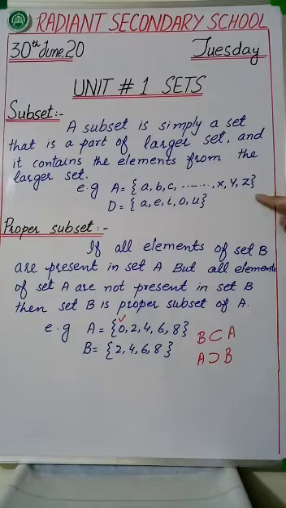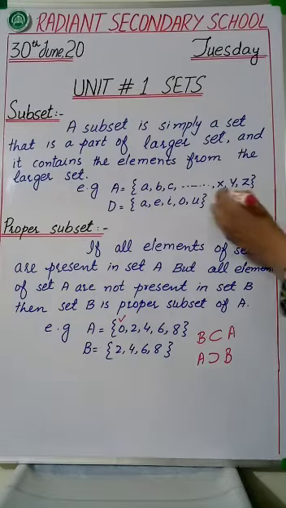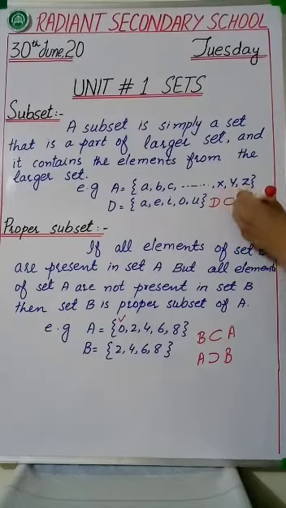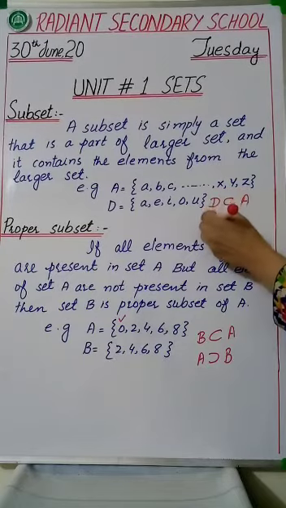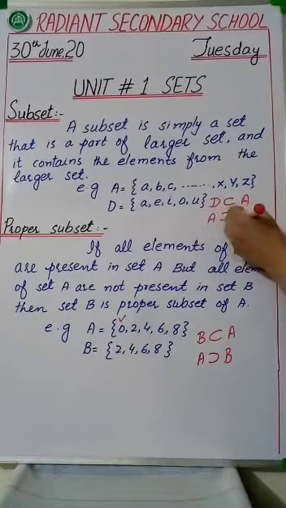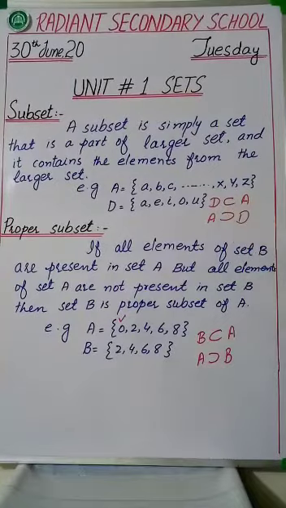In this example, you see that D is a subset of A. All elements of D are present in A. But you can see that there are many elements of A which are not present in D. So that's why D is a subset of A, but it is a proper subset of A. And then A, that is a larger set, will be the superset of D.